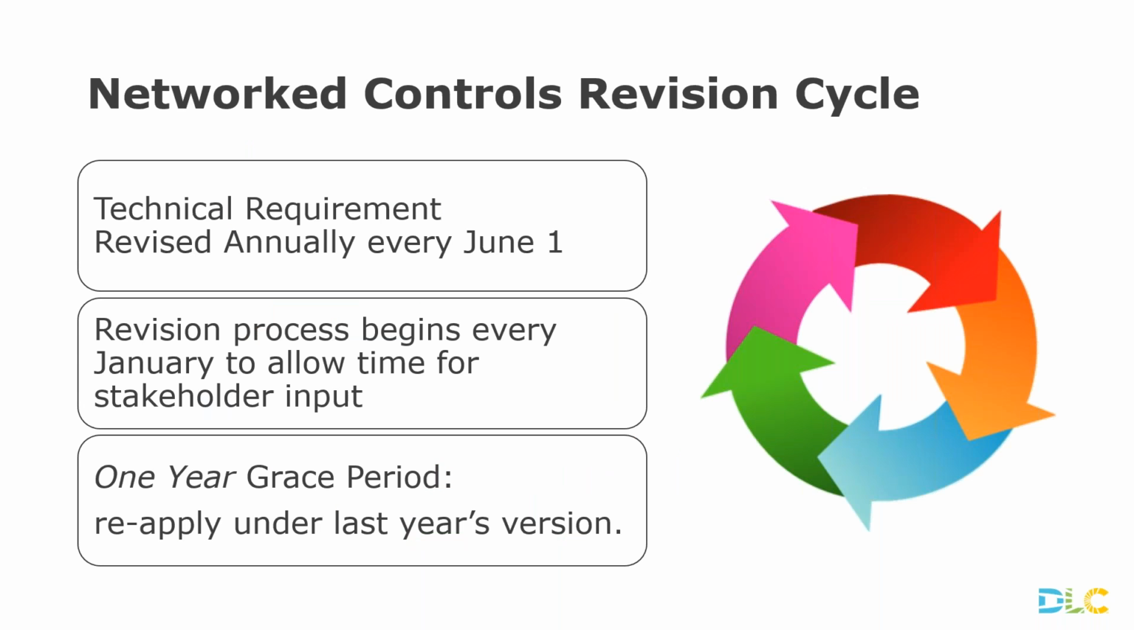The DLC updates the technical requirement for controls every year to keep up with the rapid pace of change in the industry. The new requirement was published on June 1st, and now all of the qualified products are in the process of requalifying under the new requirement. This year, we expect that most products on the list will meet the new requirement. But if that's not feasible, then a product has 1 year grace period to remain on the list under last year's requirement before either upgrading or dropping off the following June.